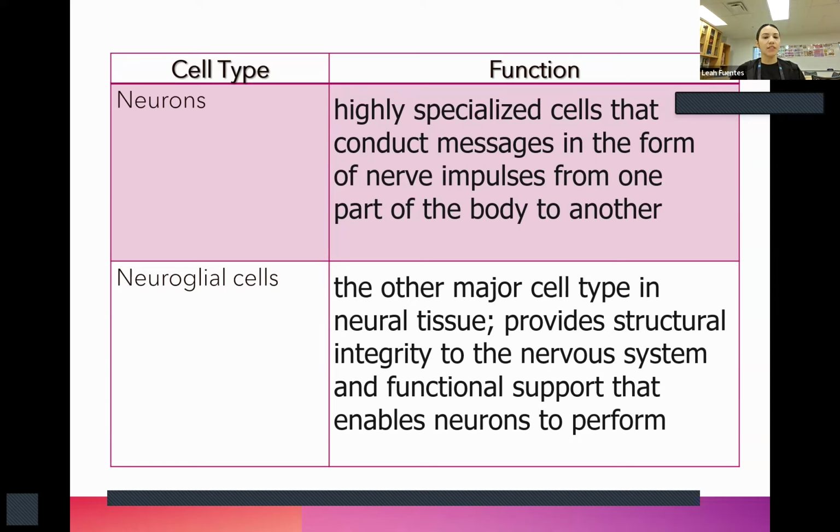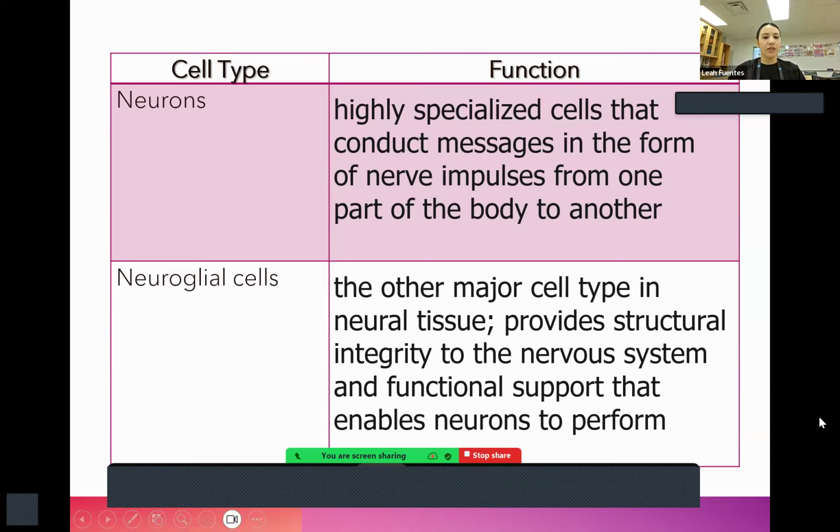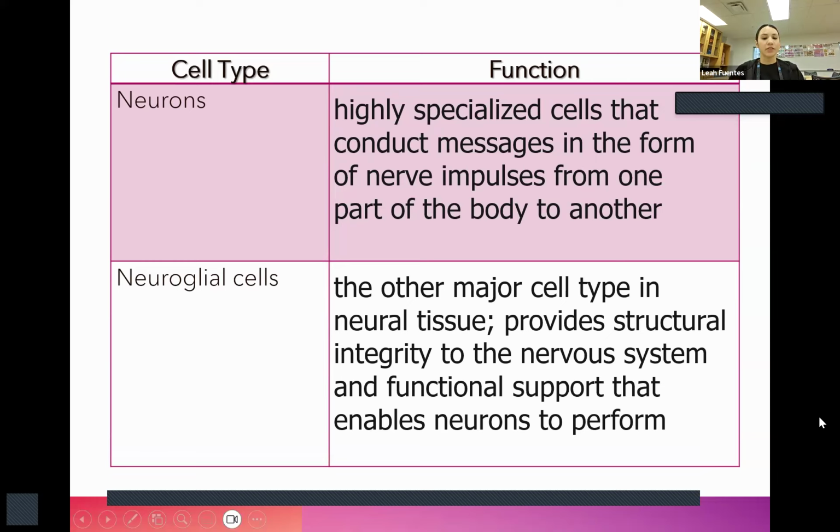So we have neurons. These are highly specialized cells that conduct messages in the form of nerve impulses from one part of your body to another. And then we also have the neuroglial cells. These are another major cell type in the neural tissue. These provide structural integrity to the nervous system and functional support that enables the neurons to perform.